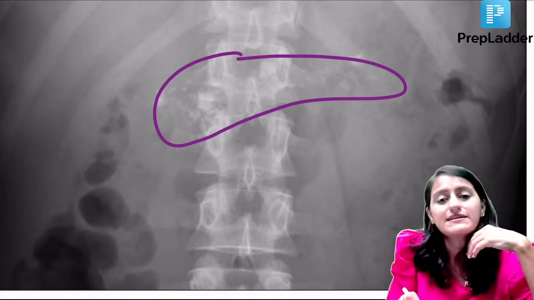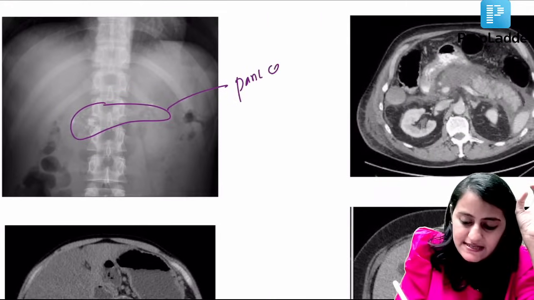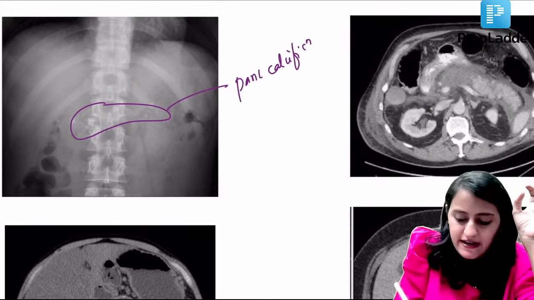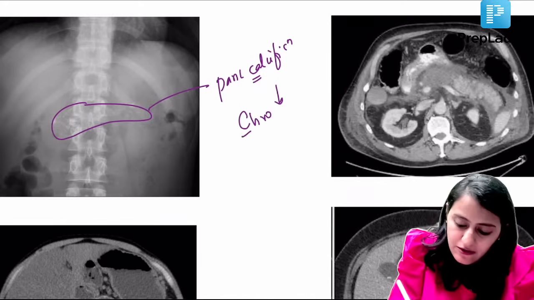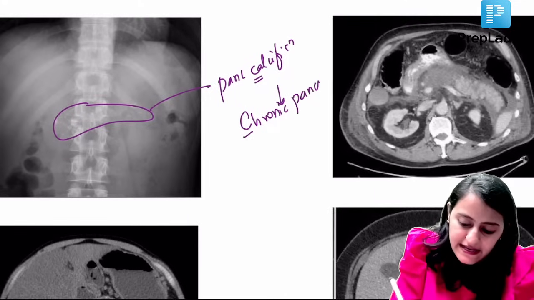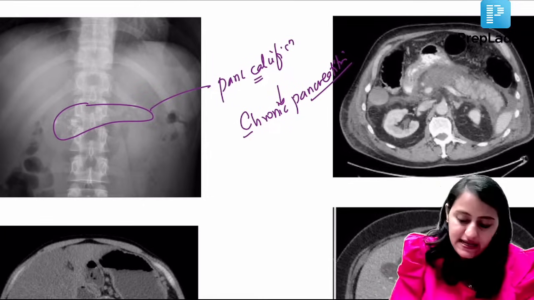What is this white here? This is the pancreas location. So this is pancreatic calcification. Whenever you have pancreatic calcification, remember C for C. Think of chronic pancreatitis. Okay, think of chronic pancreatitis, pancreatic calcification.